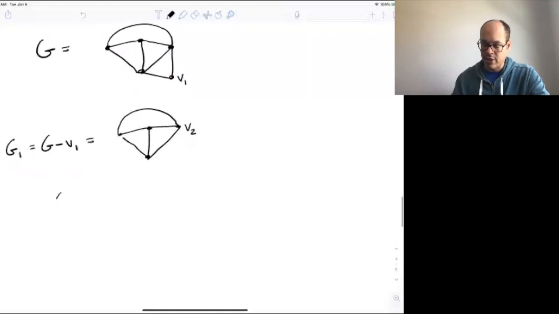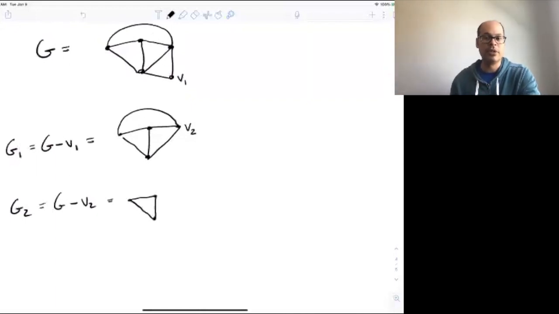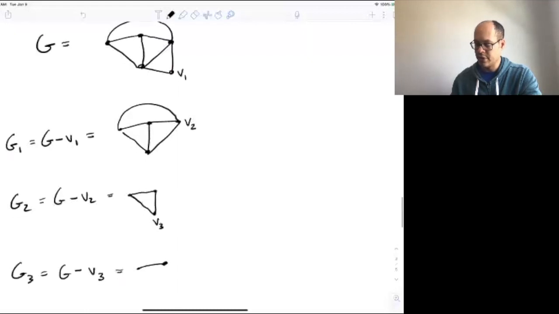And then I'll look at G minus V2. So I guess really, what do I say? Did G1 have one vertex? No, it didn't. I keep going. Okay. G2 is going to be G minus V2. It's going to look like a triangle. Okay. Now all the vertices have degree 2, so I pick one, call that V3. Now I let G3 be G minus V3. And that looks like this little dumbbell guy.